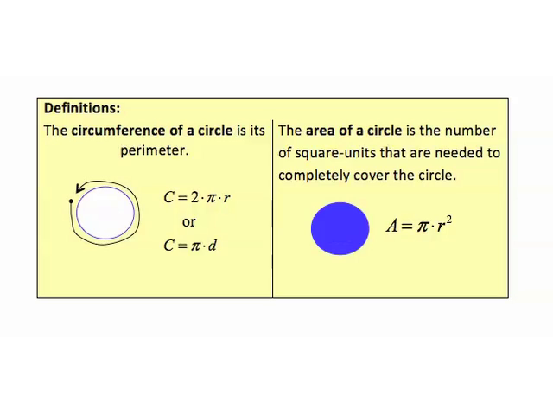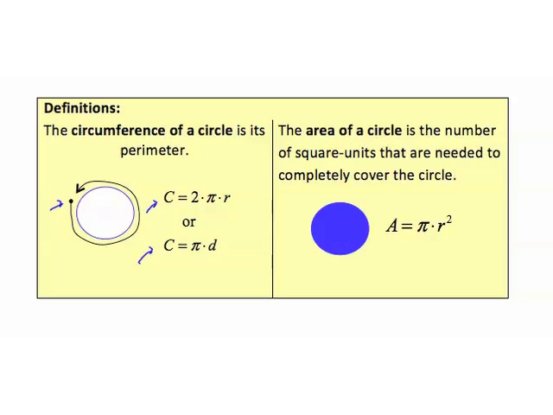Let's take a look at some more definitions. The circumference of a circle is its perimeter. So if we start at one point on the circle, travel all the way around the outside, the circumference would be the distance all the way around the outside edge of the circle. To calculate the circumference of a circle, we can use one of two formulas. First, we can use this formula, C for circumference equals 2 times pi times the radius. Or we can simply use C, the circumference, equals pi times the diameter.